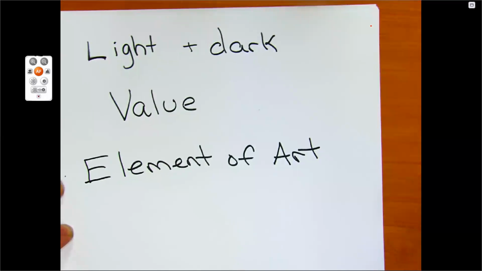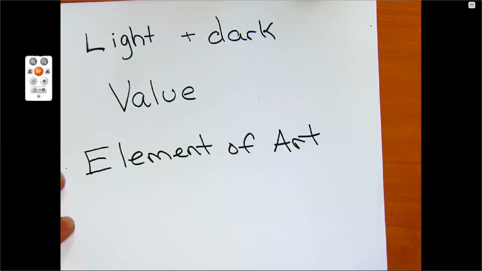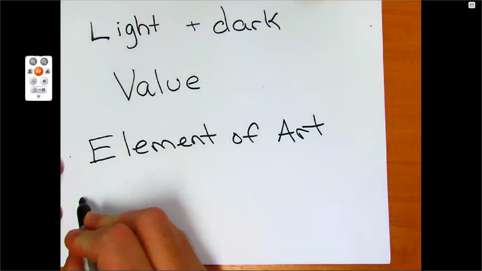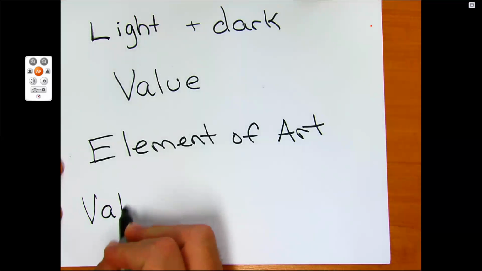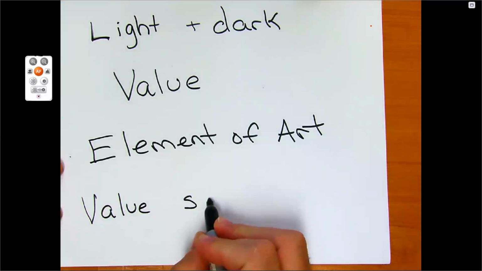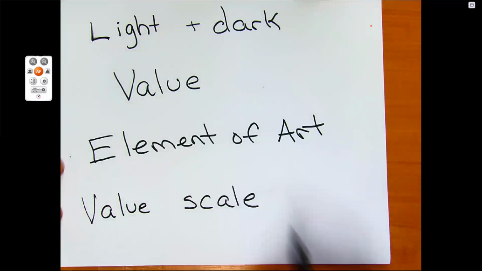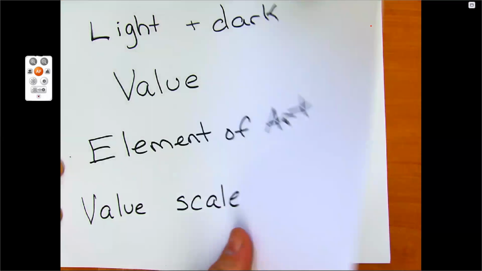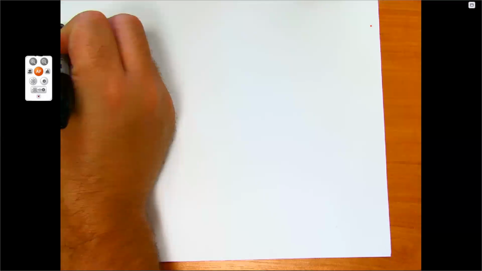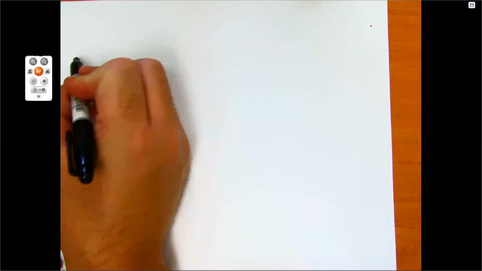Okay, and so one of the first things we're going to do just for practice is we are going to create a value scale. And I'm going to show you how to do that on the next page. So we're going to create some value scales to practice making lights and darks and all of the values in between.